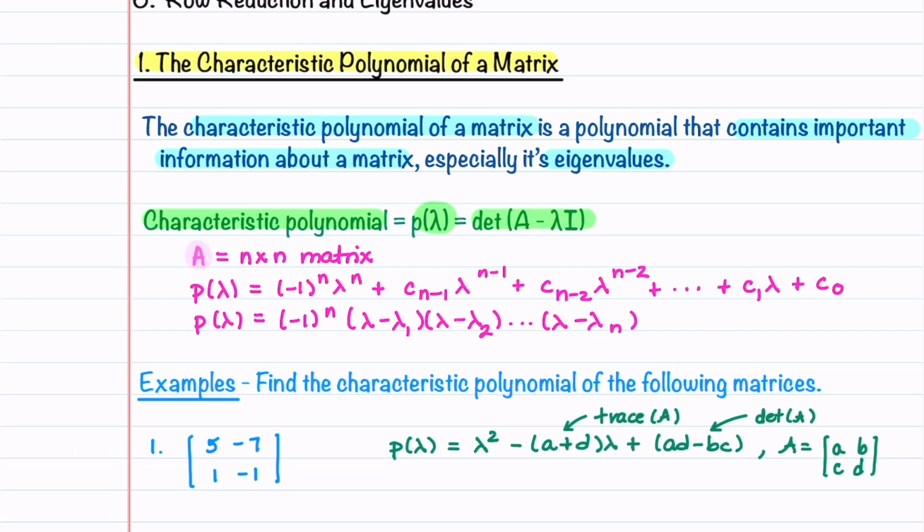I. If A is an n by n matrix, the characteristic polynomial, p of lambda, can be written as a polynomial whose leading term is minus 1 to the n times lambda to the n. If A is a 2 by 2 matrix, the leading term of our polynomial is going to be lambda squared, and if A is a 3 by 3 matrix, the leading term of our characteristic polynomial is going to be minus lambda cubed. We can also write p of lambda in factored form, where lambda 1, lambda 2, all the way up through lambda n are the eigenvalues of matrix A.